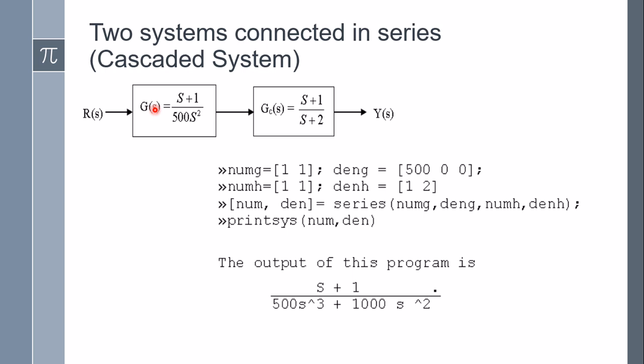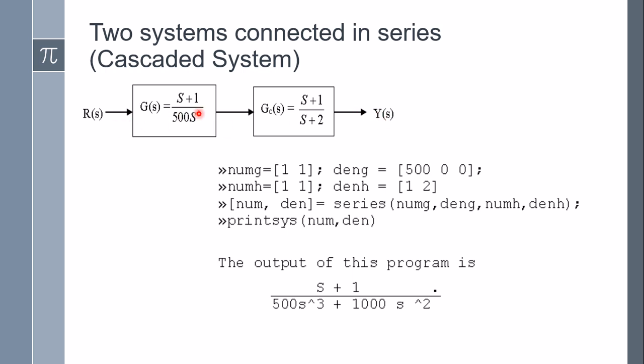If you see here, G of s is the transfer function of the first system and Gc of s is the transfer function of the second system. The external input is applied to the first system, and the output of the first system acts as the input for the second system, and the output of the second system is the global output Y of s. Our ultimate objective is to find the transfer function of the resultant system, that is Y of s divided by R of s.